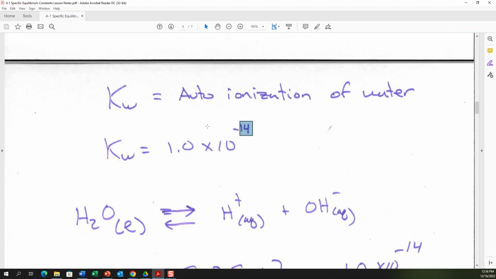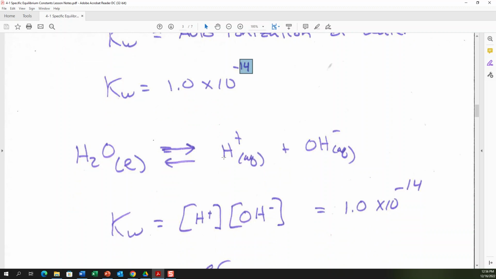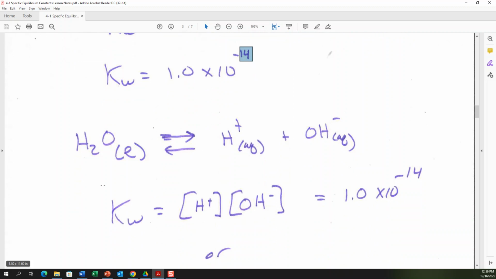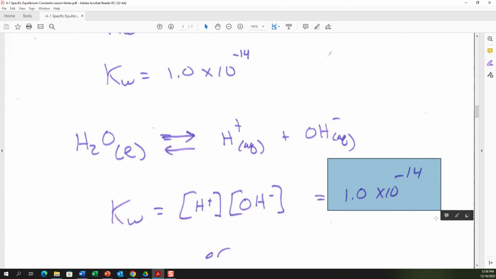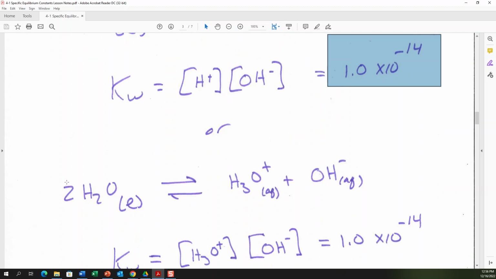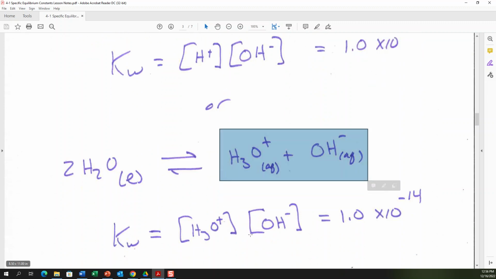So what's the auto ionization of water? It's water breaking up into H plus and OH minus. So if this is the equation, then this is what the Kw expression would be. Notice I'm not including a denominator because our only reactant is liquid and we don't include that. So this equals that. That's what Kw is equal to.